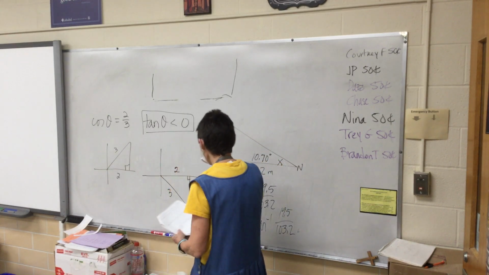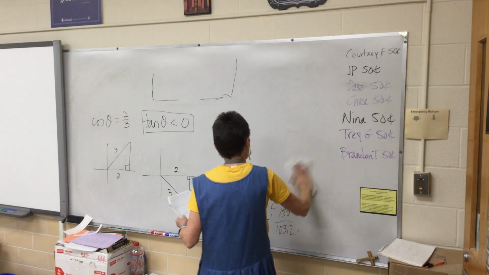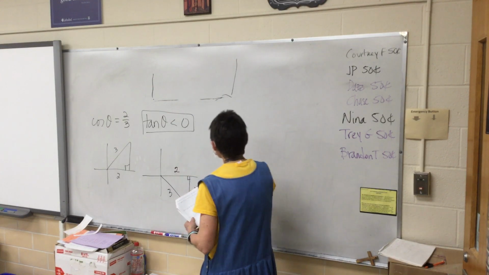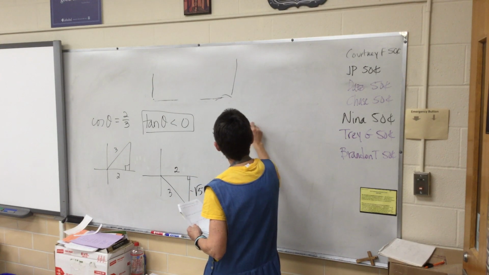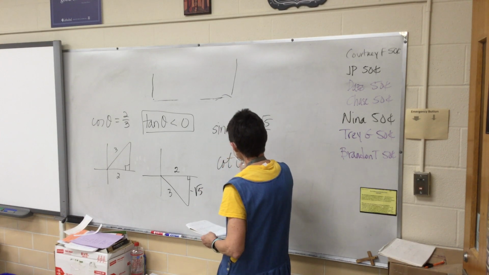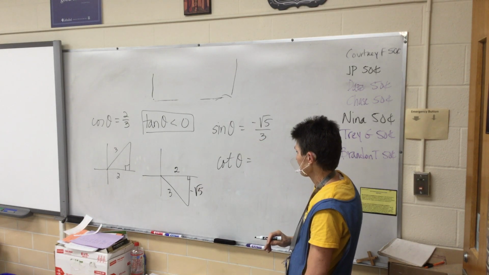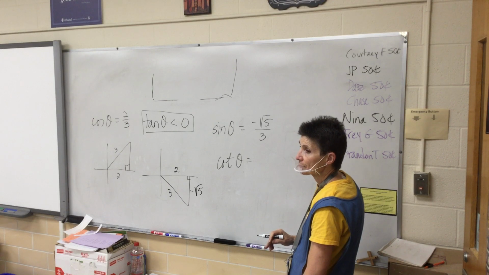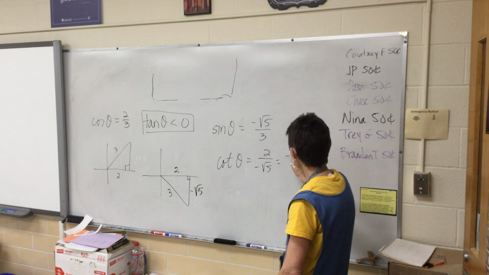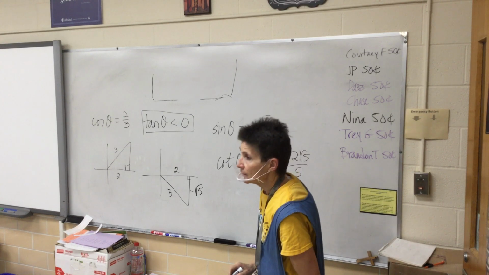This says, what's the sine? So looking at that picture, what is the sine? Exactly. So the sine of theta is negative root 5 over 3. What's the cotangent? Thank you. 2 over negative root 5, which is negative 2 root 5 over 5, right?